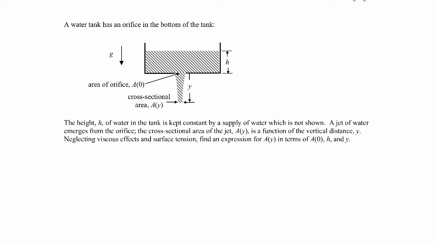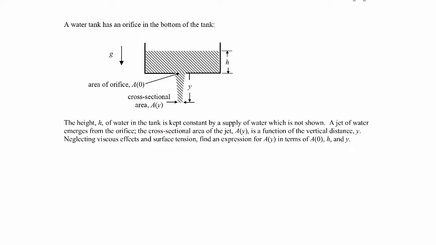We're trying to figure out what that area is in terms of A when y is equal to 0, H, which is the depth of the water in the tank, and y, which is the distance at some arbitrary location below the hole. And we're also told that the height of the water in the tank, this h, is kept constant. We can also neglect viscous effects and surface tension.